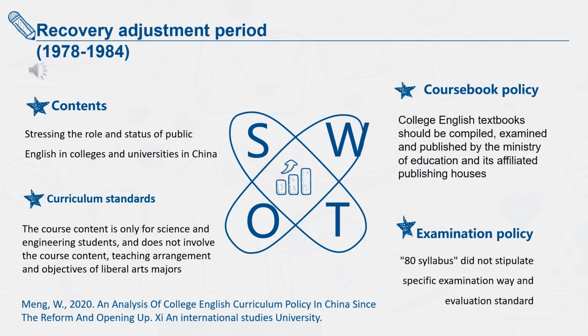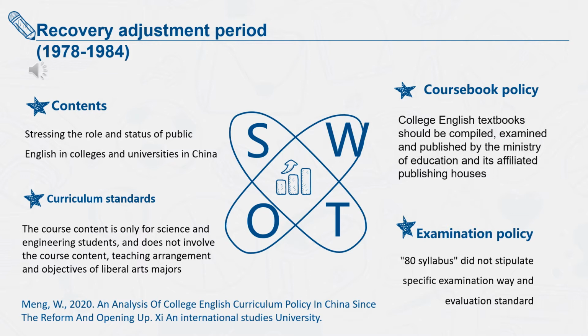During the recovery adjustment period, the government stressed the role and status of public English in colleges and universities in China. In 1978, the Ministry of Education led the first post-Cultural Revolution conference to include a plan for reform of public foreign language education in universities. The meeting proposed to focus on the success of public foreign language education in colleges and universities in China, especially public English in colleges and universities.